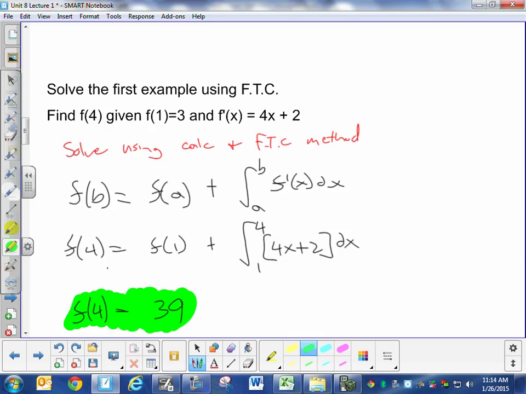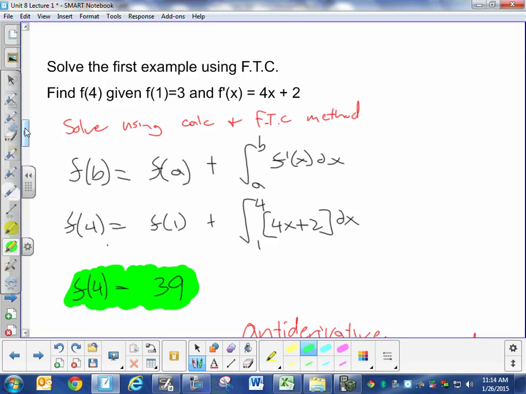Future is equal to an initial plus a change. It's not a change in a rate. It's not a change in a derivative. It's an overall change. A future minus an initial.